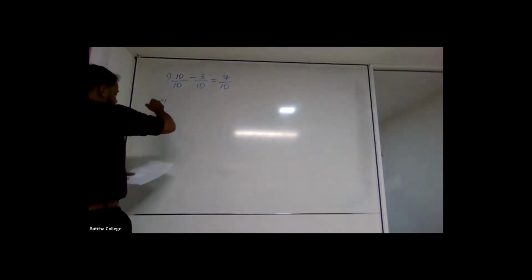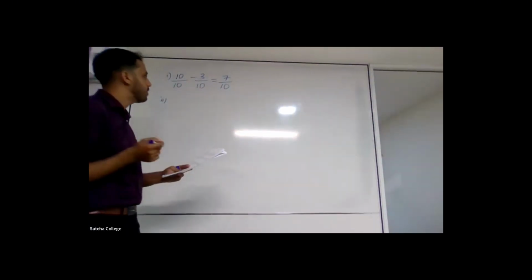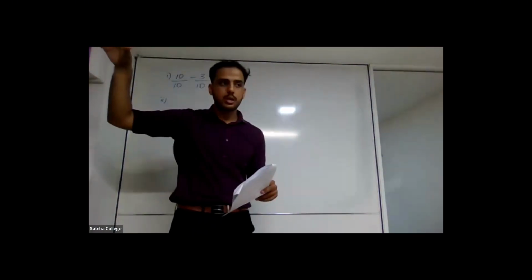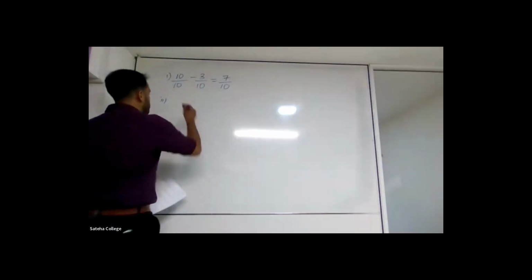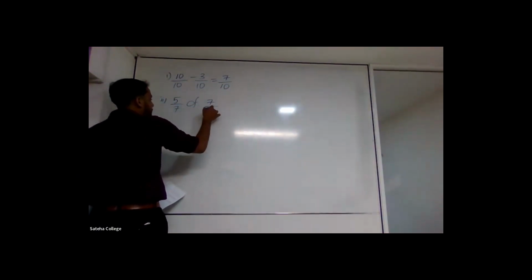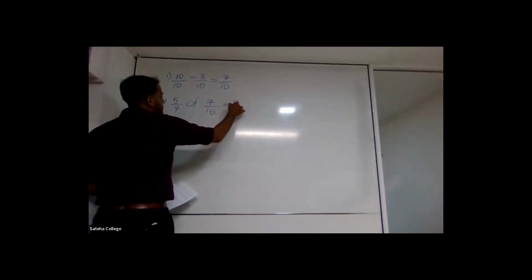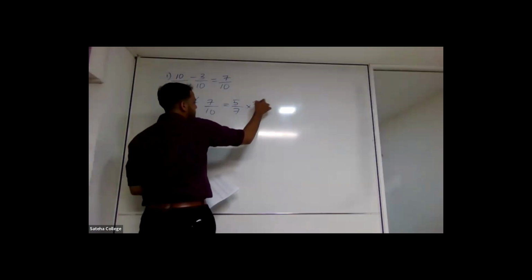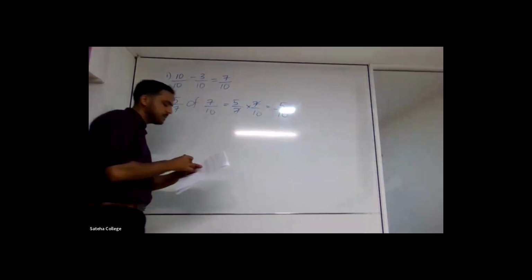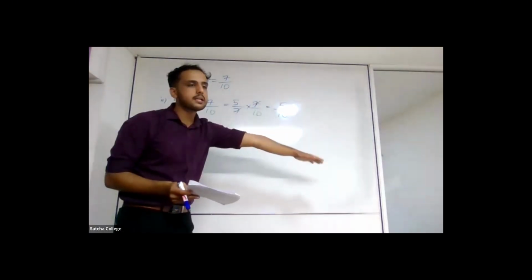Now number 2. 5 over 7 of the soft drinks remaining is poured into a bottle. Now what is remaining? 7 over 10. Is that 5 over 7 from the total? No, it's from the remaining. So first we have to find what is that amount from the total. 5 over 7 multiplied by 7 over 10, 7 and 7 cancel, so 5 over 10. That means if you divide the container into 10 parts, 5 parts is poured inside the bottle.